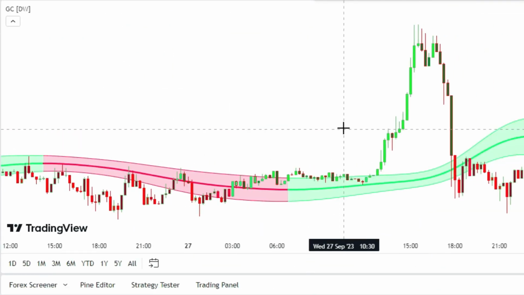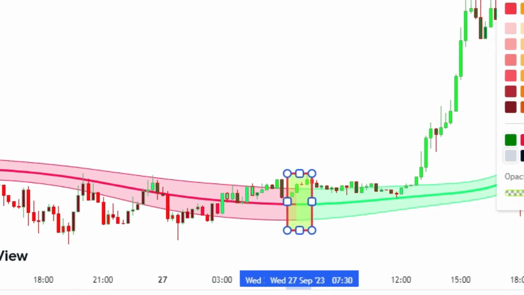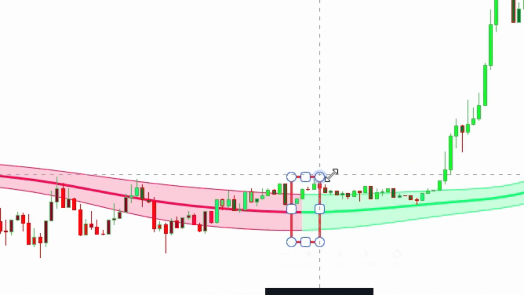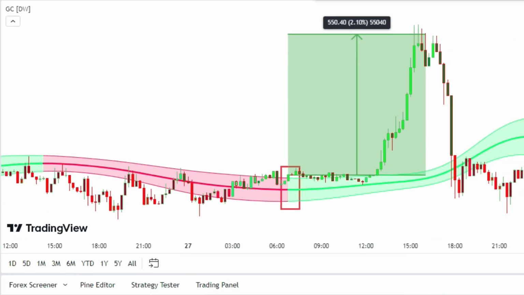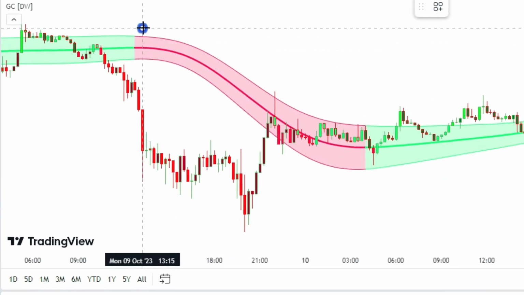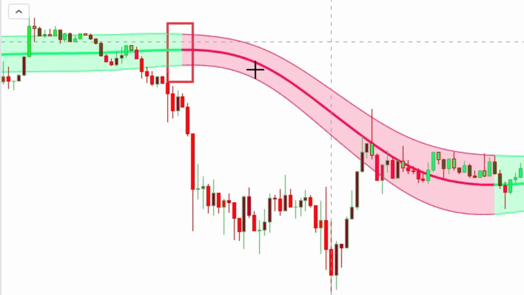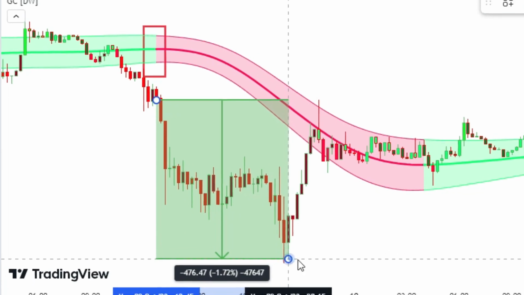The Gaussian channel indicator is like a traffic light for your trading. When the band turns green, it means the buyers are in control and the price is going up. So when the band changes from red to green, that's your cue to buy. And when the band turns red, it means the sellers are dominating and the price is going down. So when it changes from green to red, that's your cue to sell.